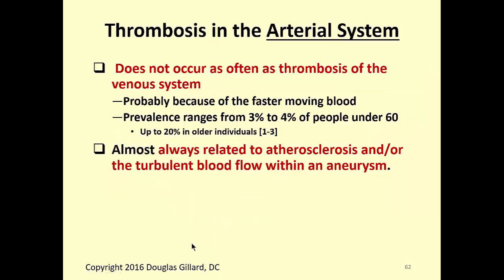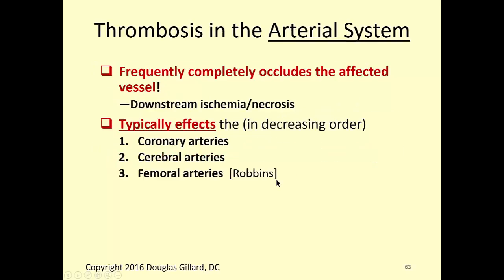So, perfect storm. How about thrombus in the arterial system? I know several people who've had these things. It does not occur nearly as often as thrombosis of the deep system, probably because the arterial system is moving the blood quite a bit faster. Prevalence is about 3 to 4% of people under 60. Older people, once you get over 70, I think the number was up to 20% of individuals. Almost always related to atherosclerosis and the turbulent blood flow, or the turbulent blood flow within an aneurysm.